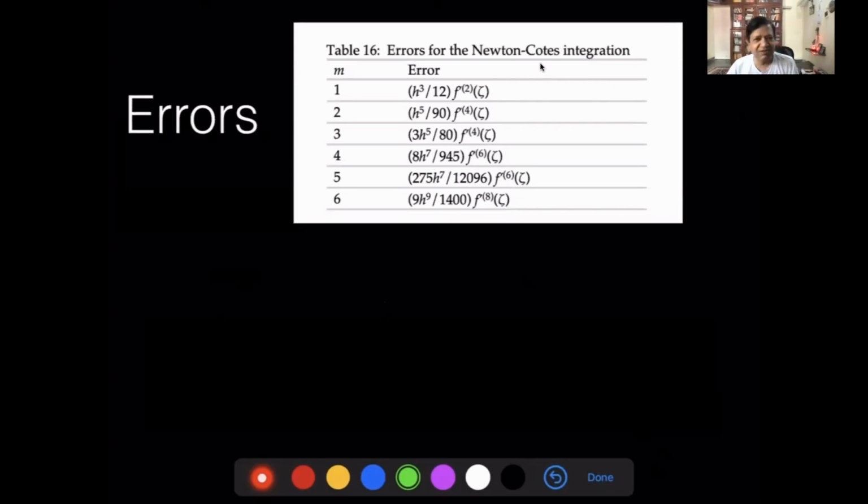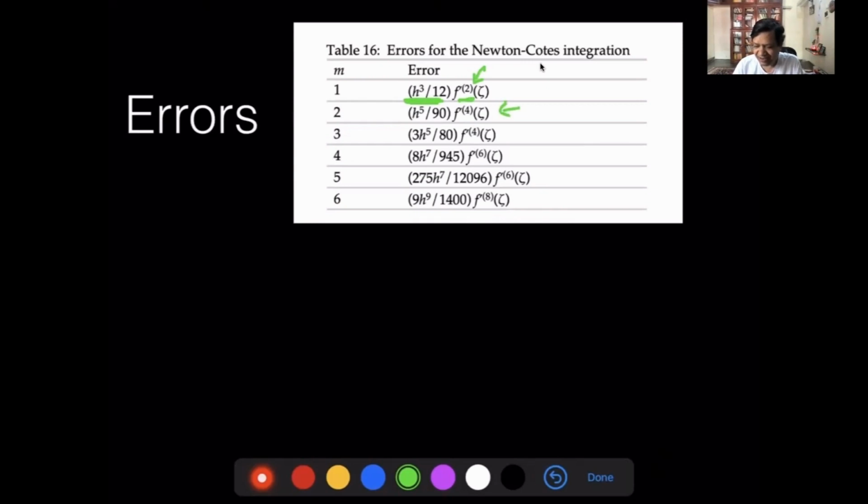In fact, this table is also very interesting. With m equal to 1, that means with 2 points, the error is h cubed by 12, f double prime zeta, the second derivative. With m equal to 2, or 3 points, I get f4 zeta, which I just had. By the way, for the proof I gave you before, h is half, not 1. In the earlier expression, 2880 was some weird looking number coming because h is half. You plug it in, you'll get the value. And with m equal to 3, or 4 points, we still get h4 f4 zeta.